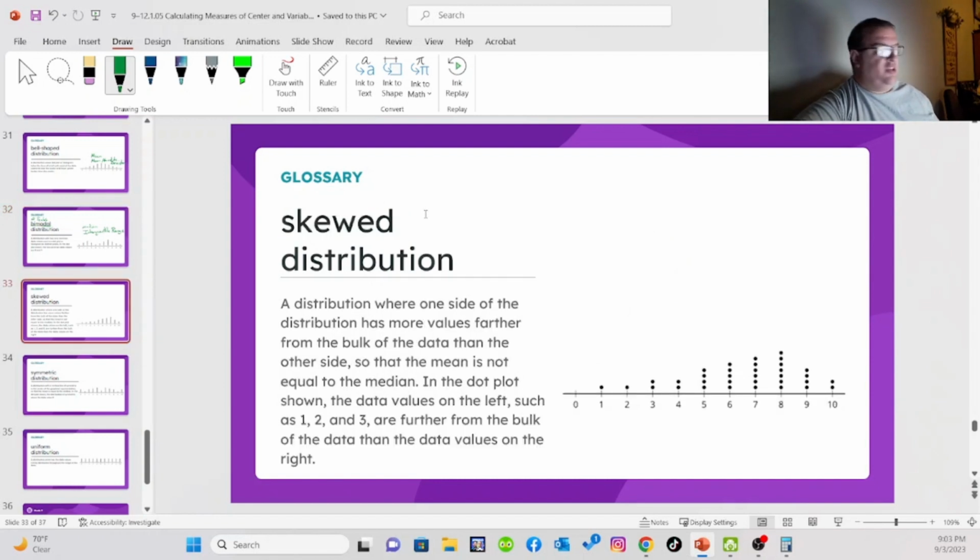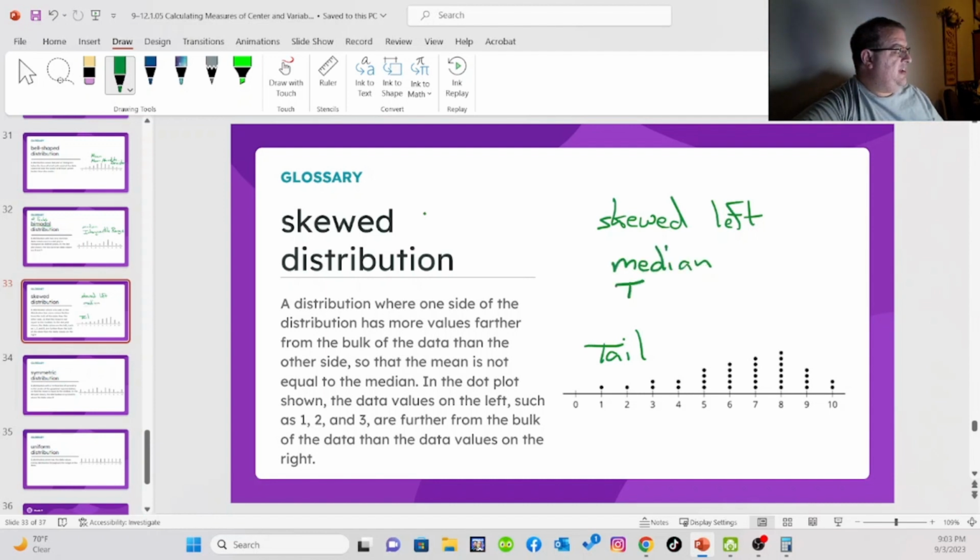Here we have skewed. We see the majority of our data is on the right. The tail is to the left. So this would be skewed left because the tail is to the left. Because this is non-symmetrical, that requires us to use the median and the IQR.